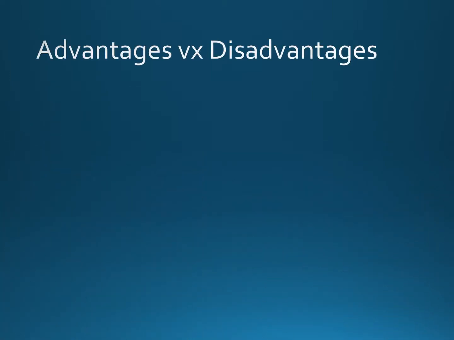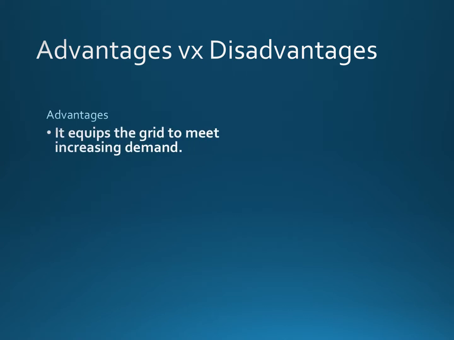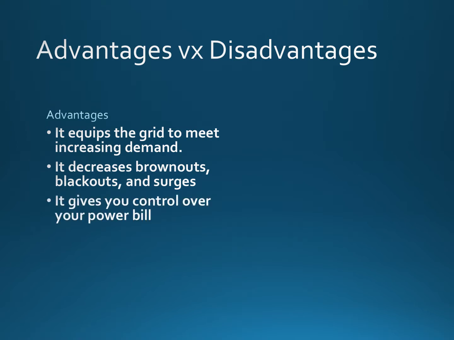Now, the advantages and the disadvantages of smart grid technology. The advantages: it equips the grid to meet increasing demand, like I've mentioned before. It decreases brownouts, blackouts, and surges. It gives you, the consumer, control over your power bill.